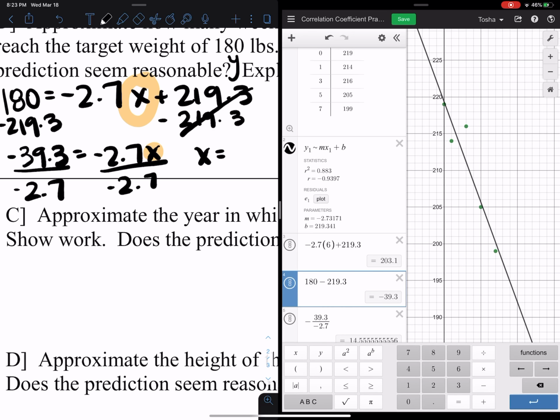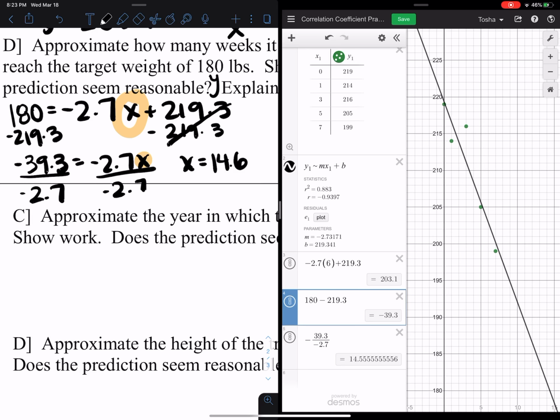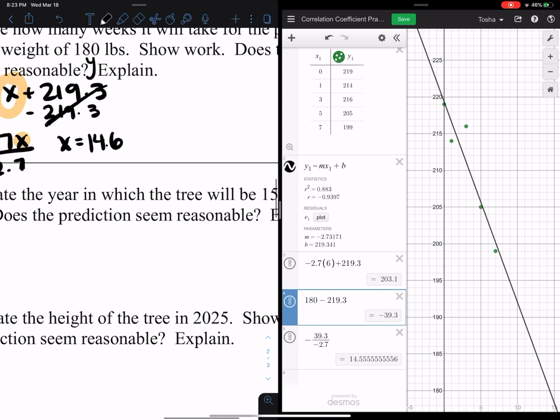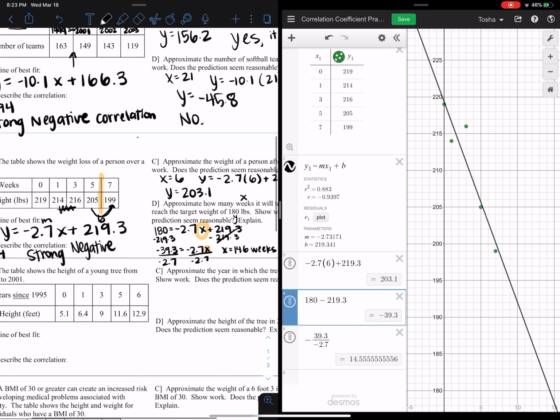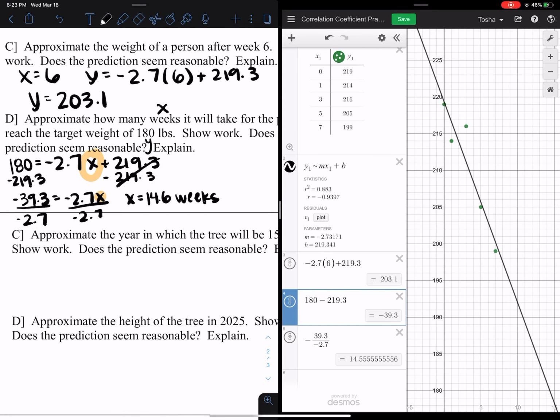And right here it says 14.555555 forever, right? It's going to say 5 forever, but the last one they rounded up to 6. So we're just going to say it's 14.6. So if you were this person and your target weight was 180 pounds and you were losing weight like this person did, it would take you 14.6 weeks to get there, which sounds pretty reasonable to lose like 40 pounds in 14 weeks. That's pretty quick. So I would say, yes, this is reasonable based on the trend.